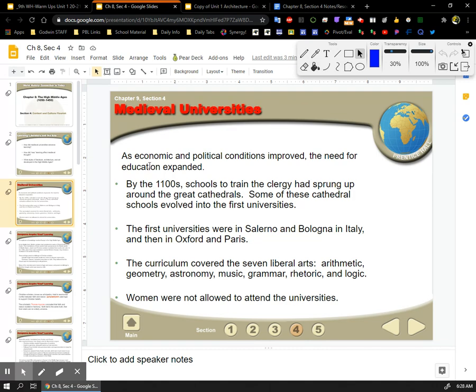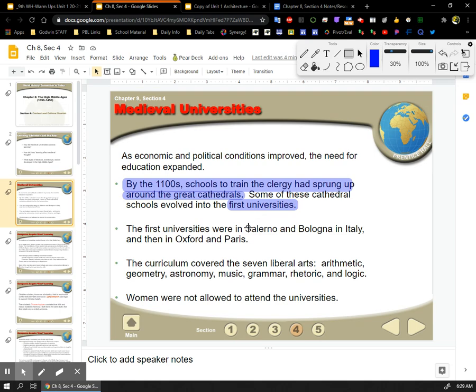Medieval universities emerged. So here what we have is economic and political conditions are going to improve. The need for education is going to expand. Now keep in mind, they are producing a lot of items. There's a growing middle class in the country at this time, and on the continent at this time. And schools are going to start to spring up. What you need to understand is by the 1100s, schools are going to train clergy. The original schools were church schools, essentially, and they were going to train future members of the clergy to teach and work at churches. These cathedral schools are going to become the first universities that you start to see.